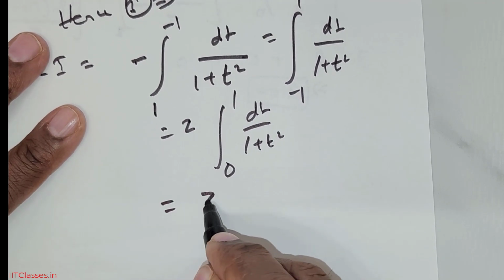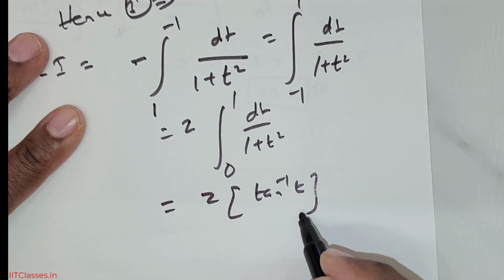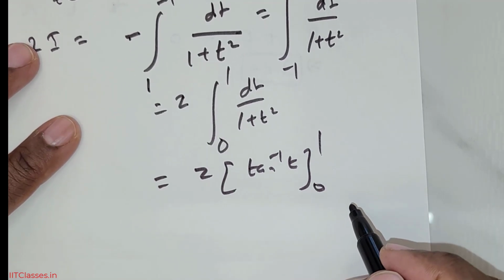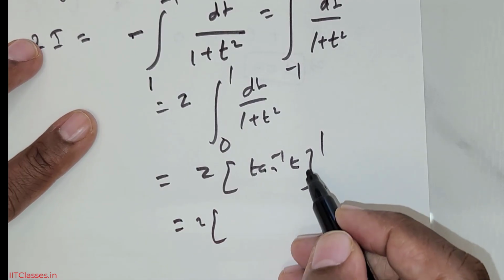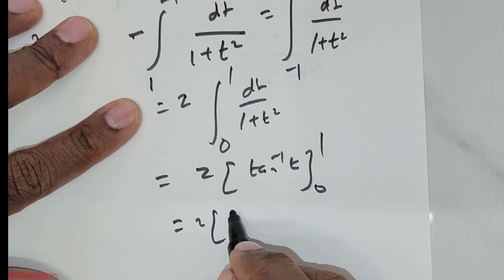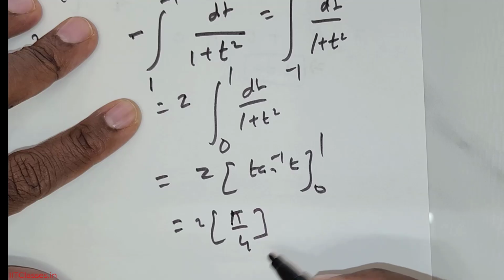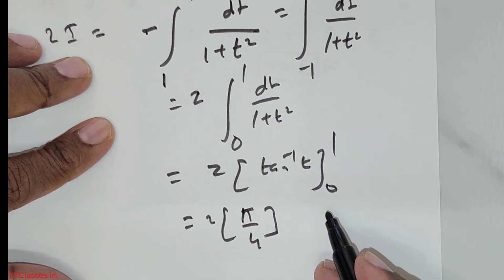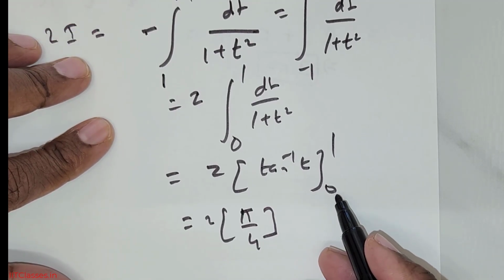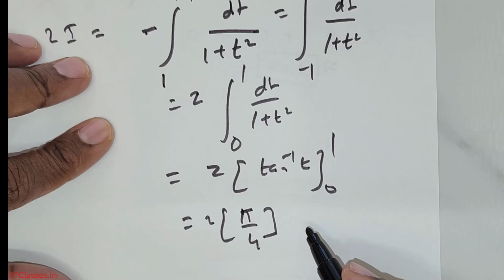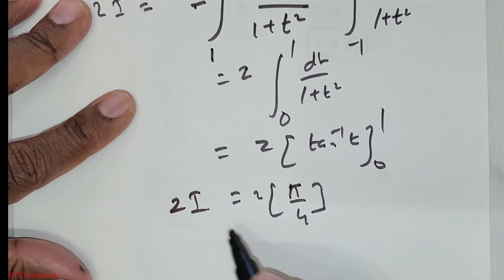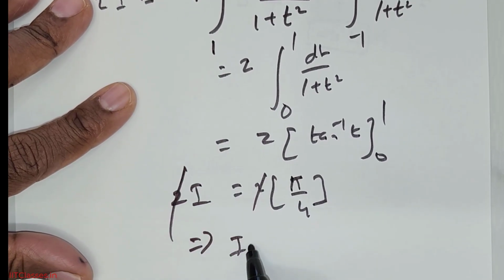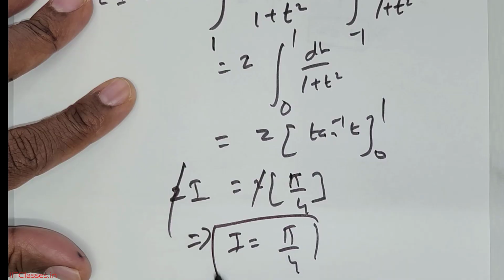Now what is this? This is nothing but tan inverse of t, from 0 to 1. So if I substitute tan inverse of 1, what do I get? I get pi over 4, isn't it? Tan inverse of 0, we don't have to bother, that vanishes. So on the left we have 2I. So 2 and 2 get cancelled, giving us I equals pi over 4. That's the solution for this question.